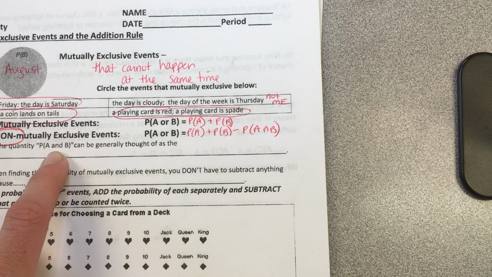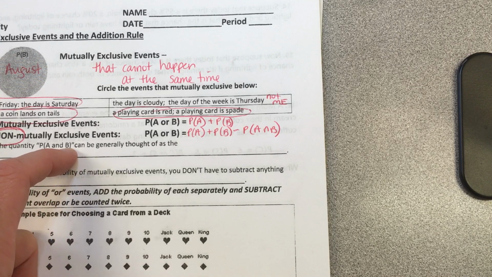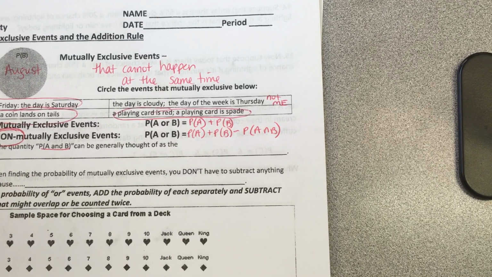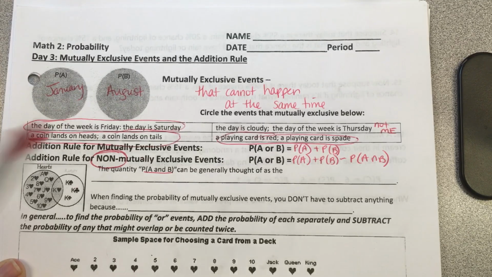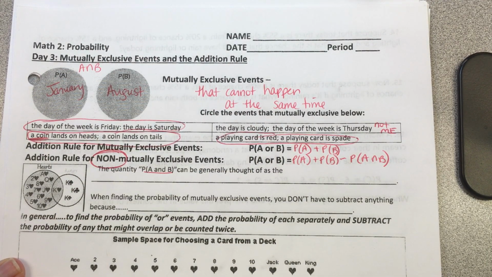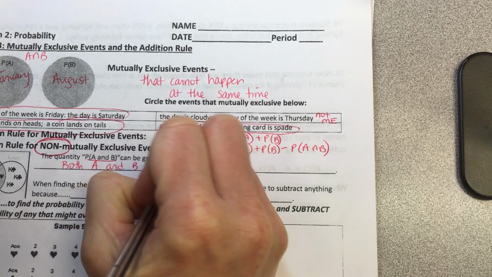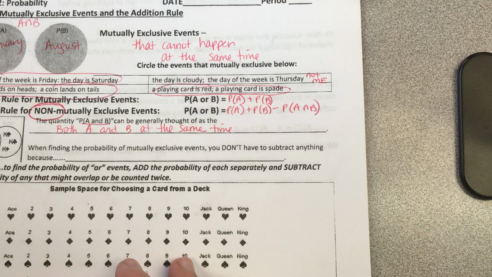What's another way to say probability of A and B? What does that mean when it says A and B? So what did we mean here when we said A and B? Both. Both A and B at the same time.